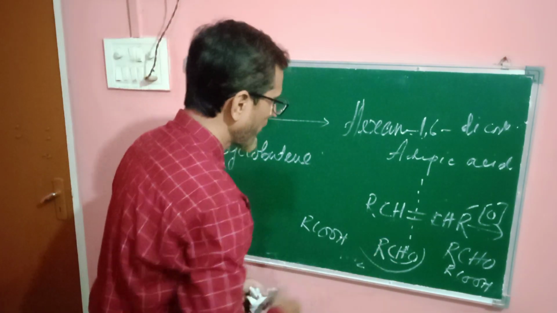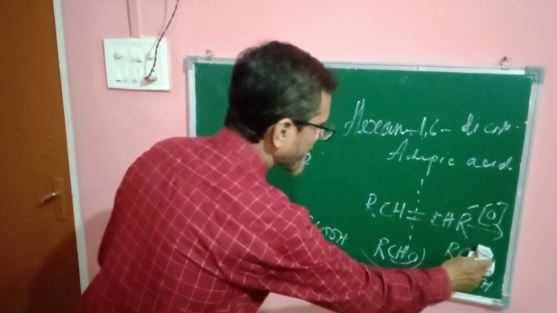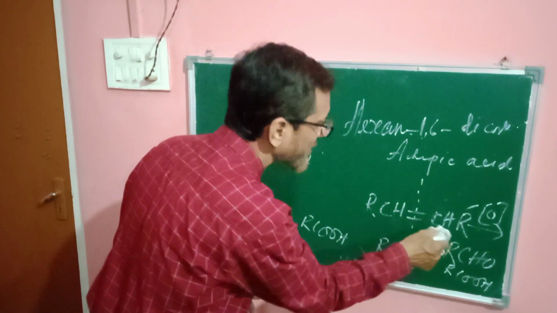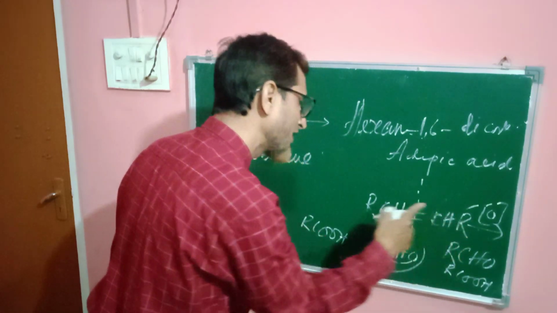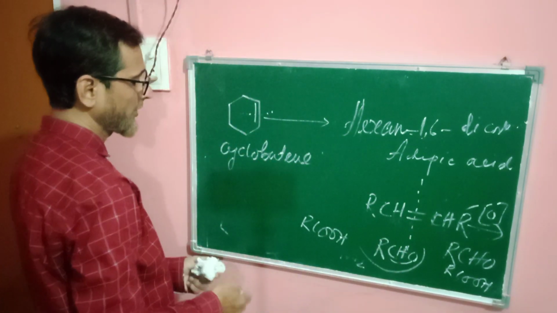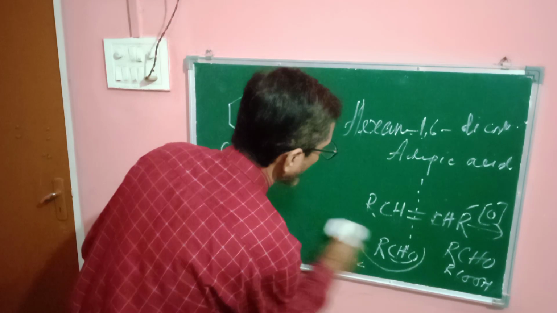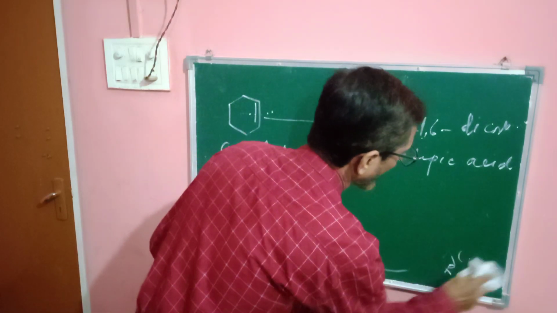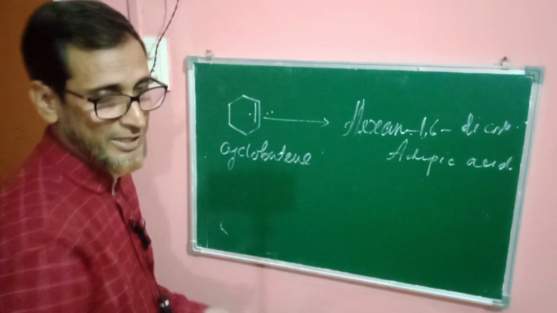So carboxylic acid comes depending upon H. If there is no H, this will be ketone. If there is H, this will be aldehyde and simultaneously carboxylic acid. Okay, so this is the background explanation.